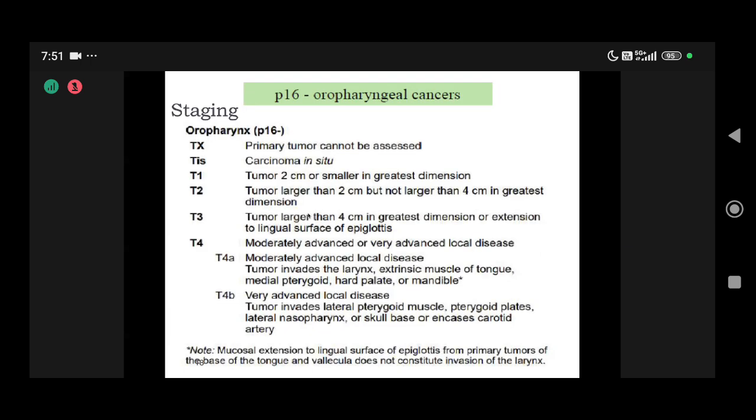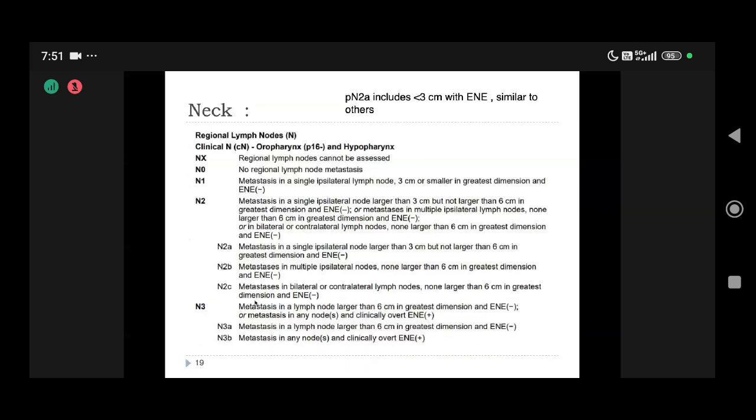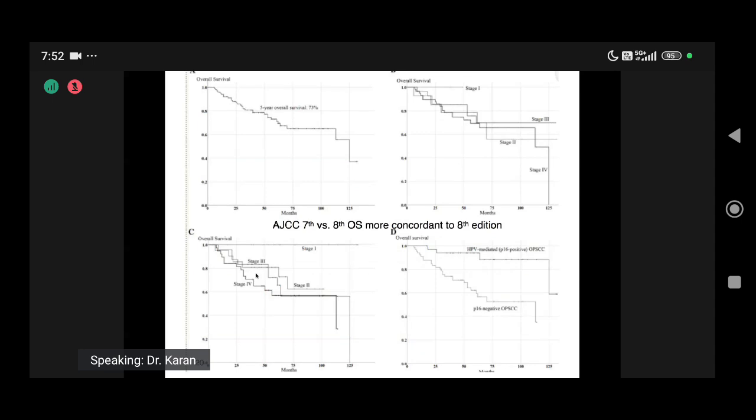Whereas when you come to the P16 negative oropharyngeal cancers, you have both the T4As and the T4Bs as for oral cavity. And similarly, the next stage is similar for oropharyngeal HPV negative tumors as they are for the oral cavity. And when you see these graphs of overall survival and compare the 7th edition and 8th edition, this difference becomes absolutely evident. This was the 7th edition overall survival graph for the oropharyngeal cancer.